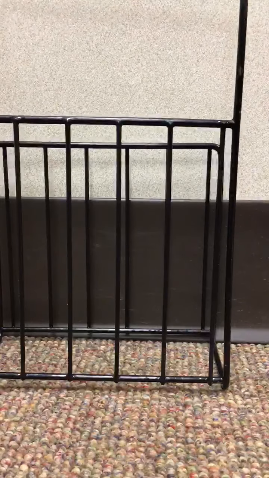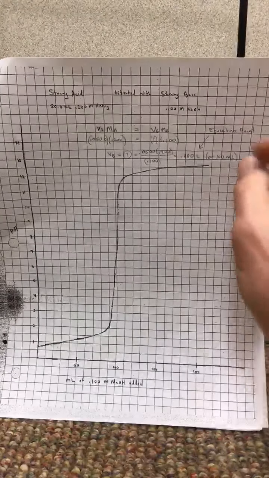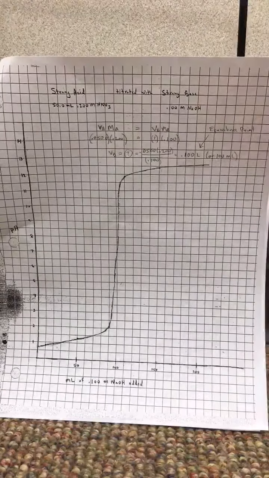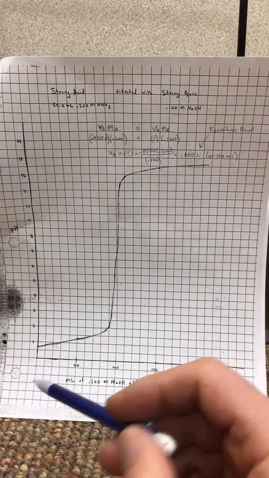What does the titration curve look like? Let me unclip here and try to show that piece. And here is a titration curve. Let me try to line that up. I think you can see it pretty well, and this is also in your packet.